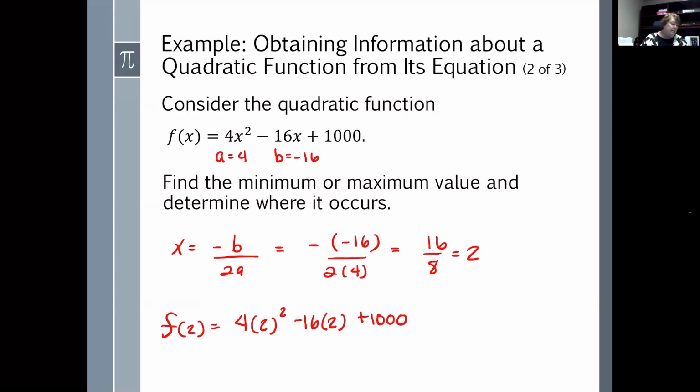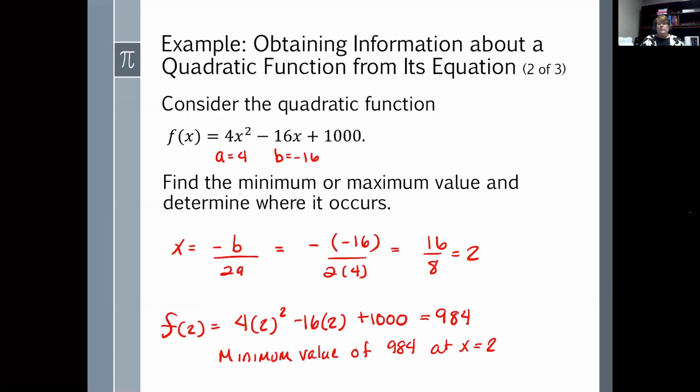Take your calculator out and do this calculation. And I find this to be 984. So the minimum is 984 and it occurs at x equals 2. So we have a minimum value of 984 at x equals 2.